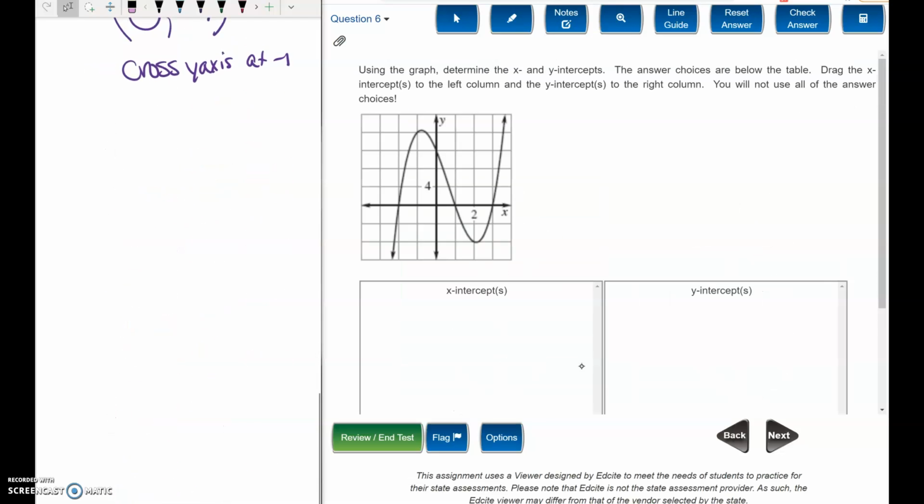Using the graph, determine the x and the y intercepts. The answer choices are below the table. Drag the x-intercept or intercepts to the left column and the y-intercepts to the right column. You will not use all of the answer choices.